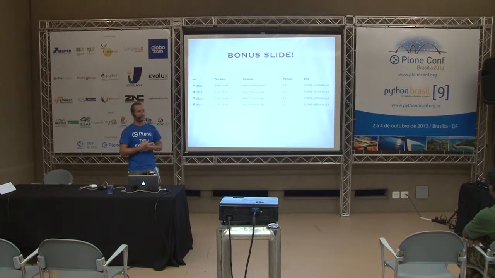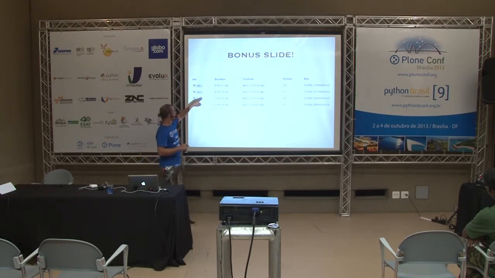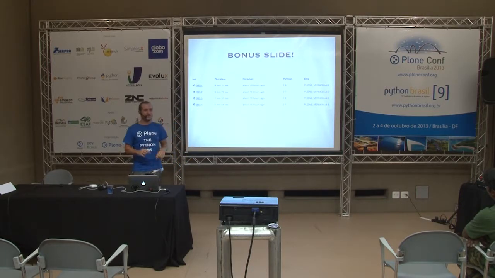Funny thing: whenever we run a build on Travis for Plone API, we actually run it four times, for Plone 4.2 and 4.3, and against Python 2.6 and 2.7. And sometimes it's just fun to see the duration of the builds, because 4.2 on 2.6 and 4.3 on 2.7 is almost half the difference: 9 minutes and 5 minutes. It's cool, just to look at it.